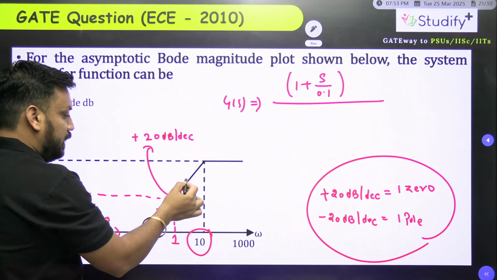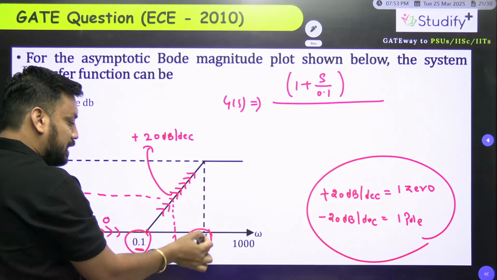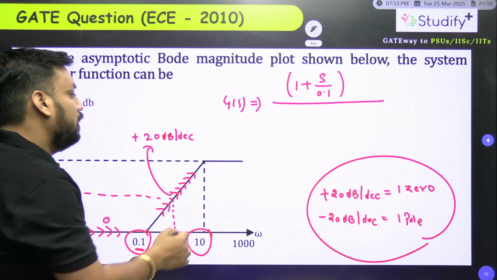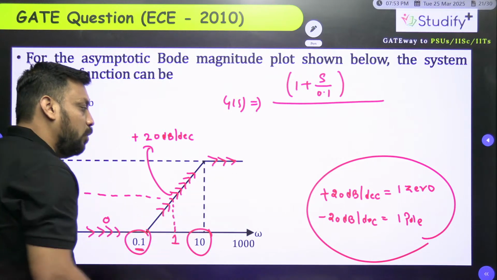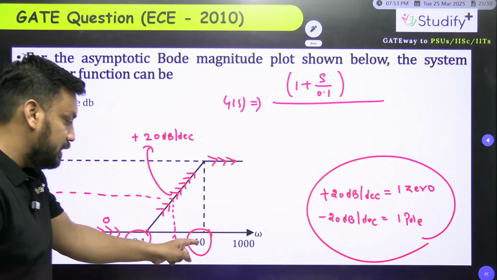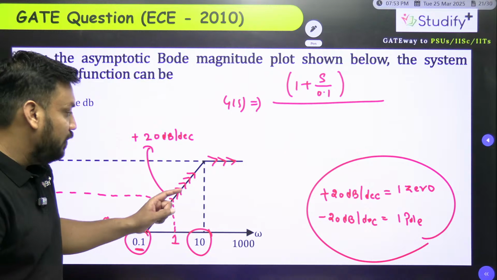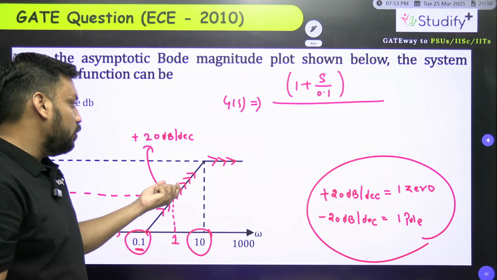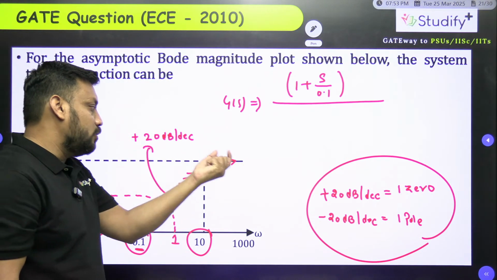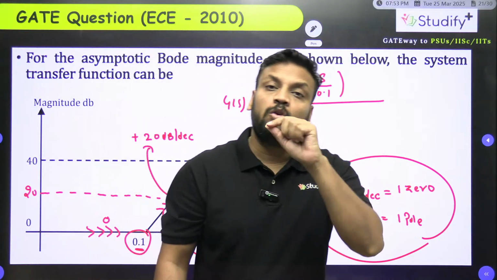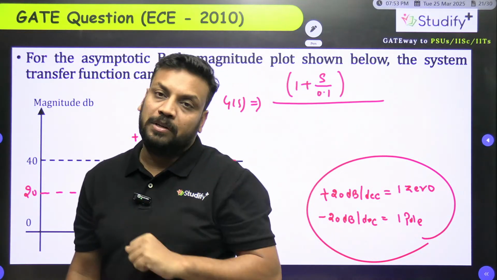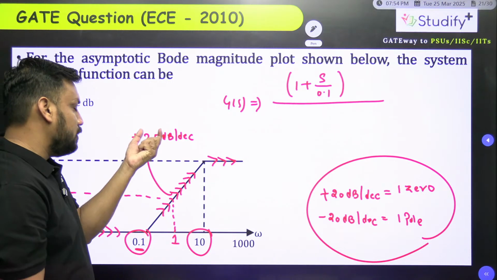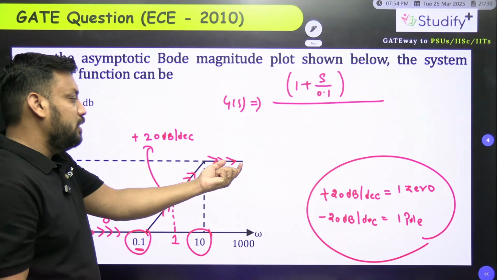Now I am traveling here, we are enjoying here. But as soon as 10 radian per second comes, there will again be a change in slope. Change in slope means it is a corner frequency. Now what will be the change in slope? The earlier slope was plus 20 and the next slope is 0. So what was the last slope? The last slope was 20 and the next slope is 0.